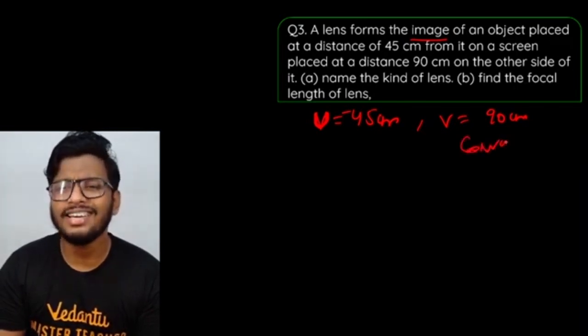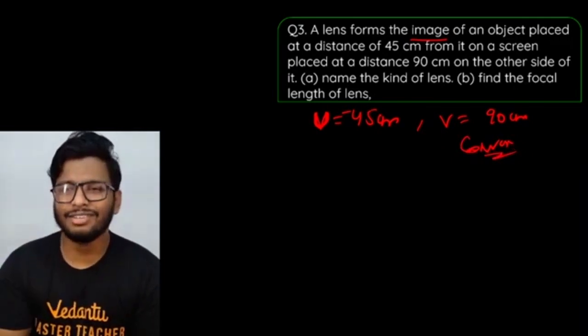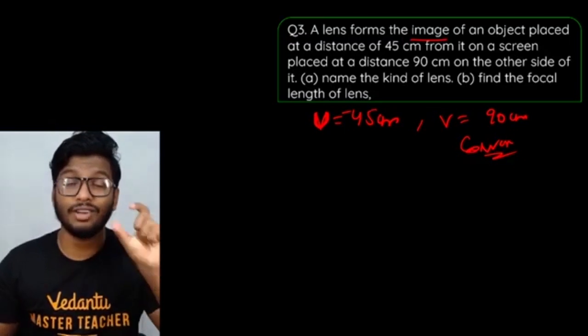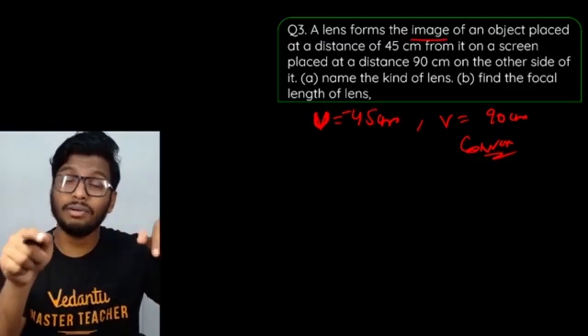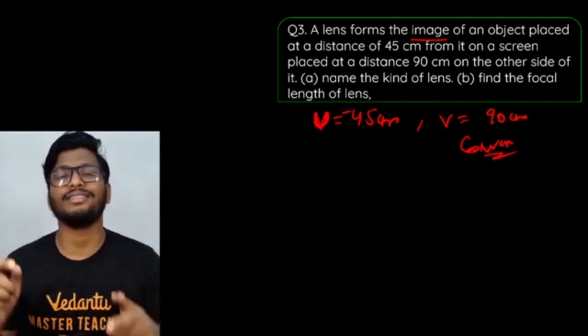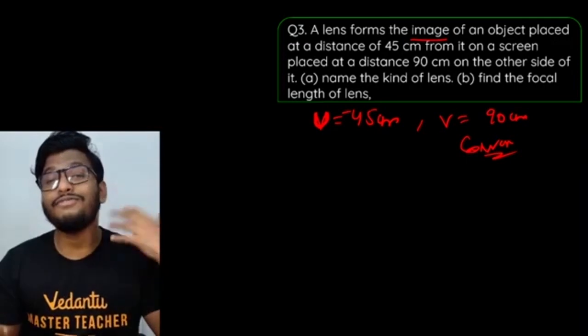That is the first answer to that first question. The kind of lens that you have is a convex lens, because in a convex lens the image is formed on the other side. In a concave lens the image is always going to be formed on the same side of the lens. Here it's going to be formed on the other side. So the answer is it's a convex lens. All right. Now find the focal length of the lens.